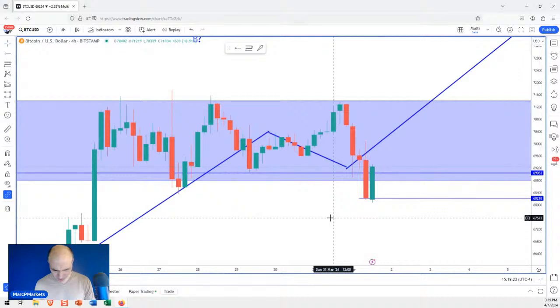Double bottom. Hey, Dom, how are you? Steen says failed low. So double bottom and failed low.